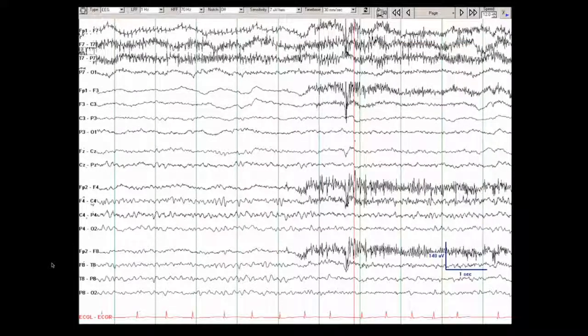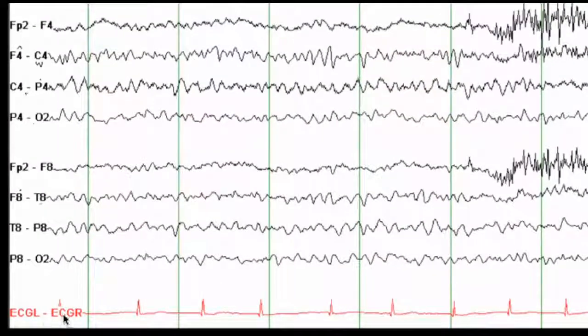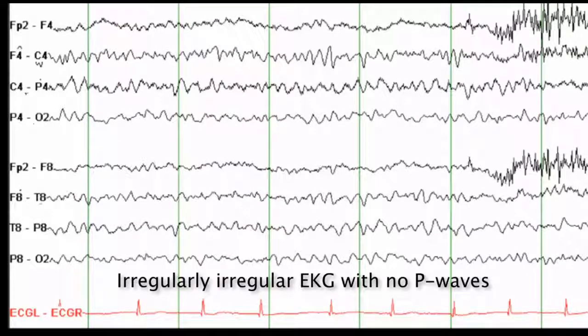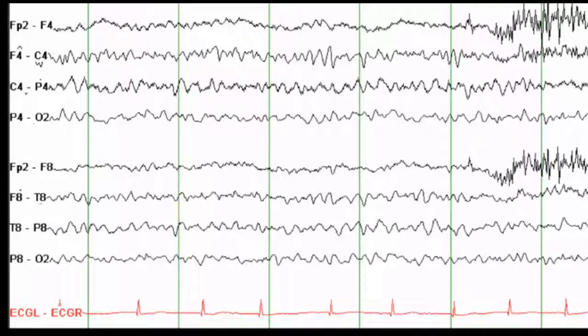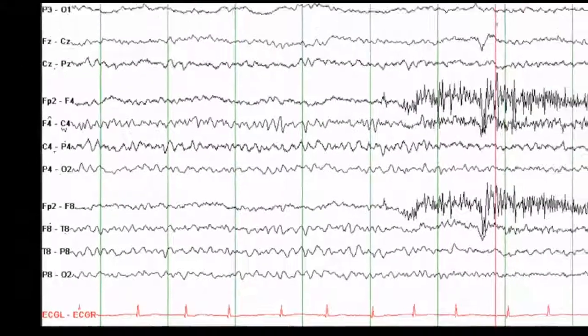Finally, if we look at the EKG tracing, we can see that we have an irregular tracing with no obvious P waves prior to the QRS complexes. Although we cannot make any definitive conclusions about the EKG rhythm, we might suspect that this patient could be in atrial fibrillation.